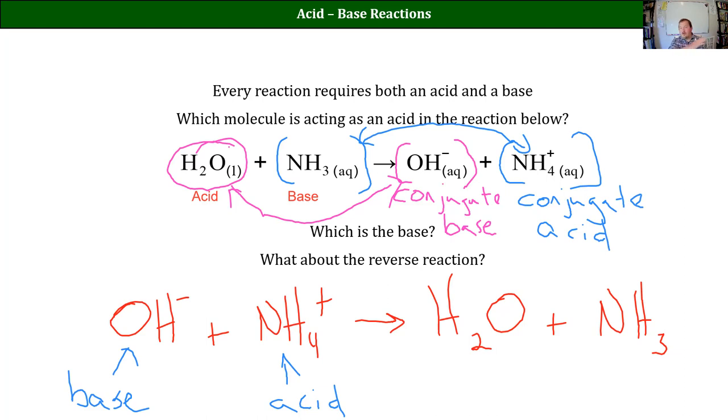It just gives us a way to label all four of the relevant pieces in an acid-base reaction, because if it's giving up an H+, it's the acid. And if it's the acid after it's lost the H+, it's the conjugate base. If it's accepting the H+, it's a base. And then the form that has the extra H+ is the conjugate acid. Right, and so they're always going to show up as the same pairs.